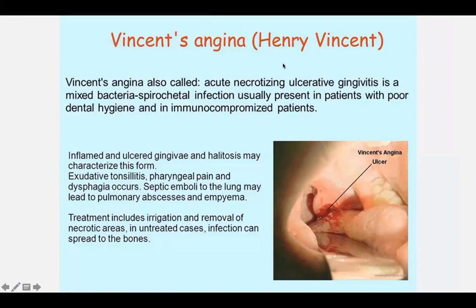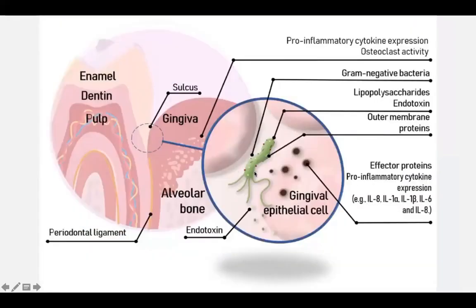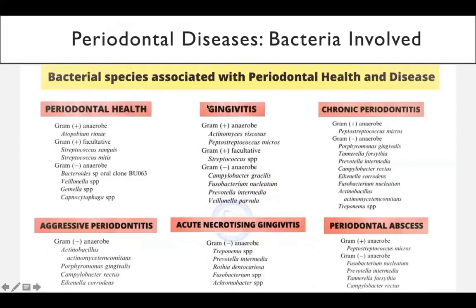This is Vincent angina, also known as acute necrotizing ulcerative gingivitis, or sometimes acute necrotizing gingivitis, ANUG, especially found in immunocompromised patients. One of the important complications is septic emboli to the lung, which may lead to pulmonary abscesses and empyema. And then another gram-negative bacterium. These were some bacterial species associated with certain diseases.